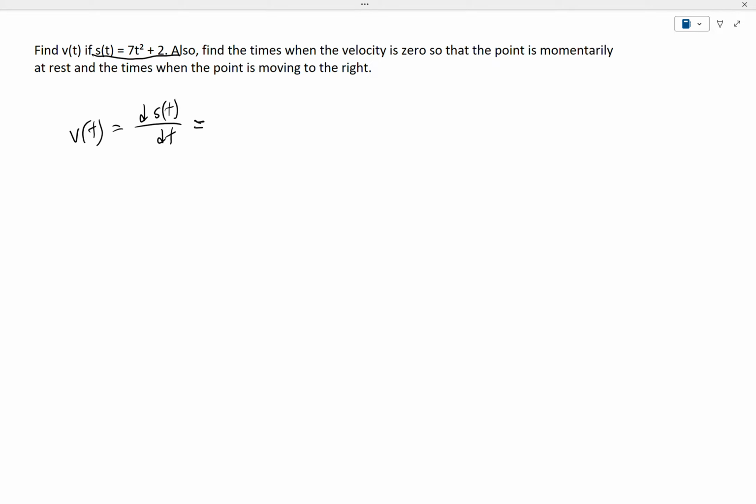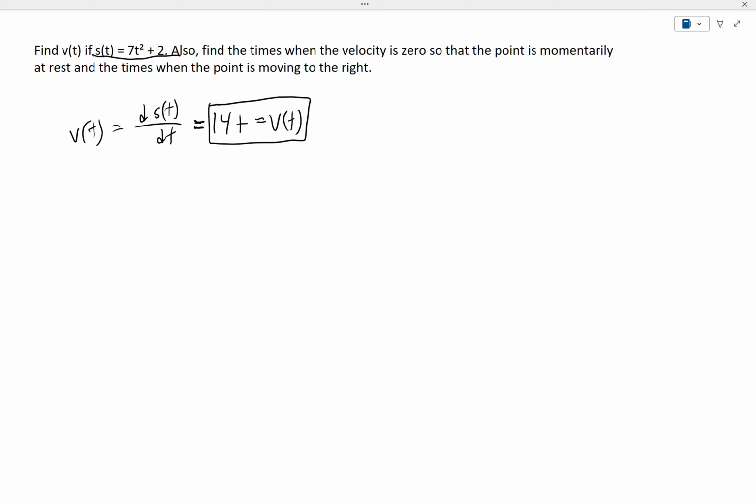So I'm going to take the derivative of that s of t equation up there, and it's some polynomial, so we can use the power rule for derivatives. Power rule says pull the power out front, make the power 1 smaller. So for the first term, I pull the power out front, and I make the power 1 smaller. The next term is just a constant, so its derivative is 0. So we already have v of t.